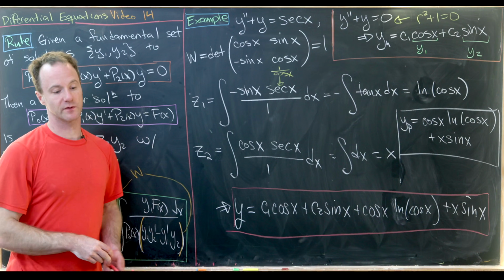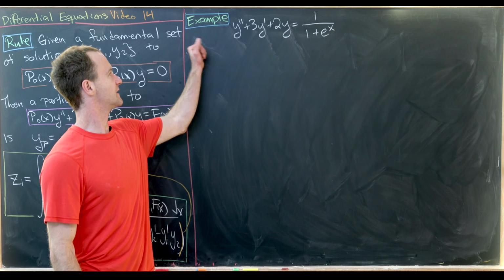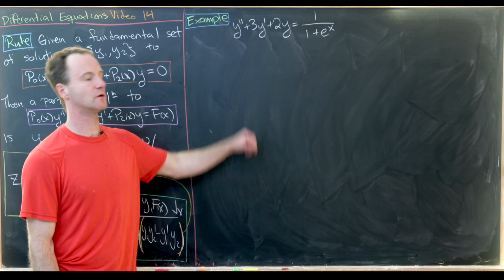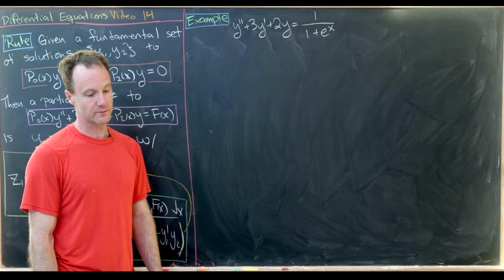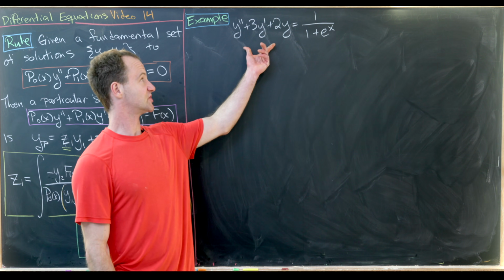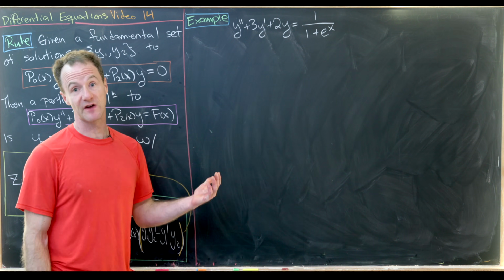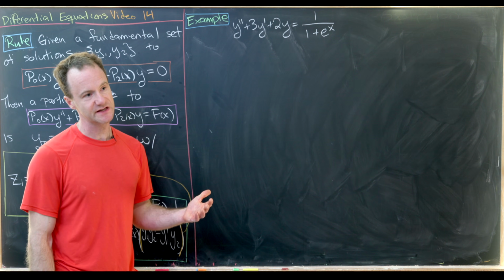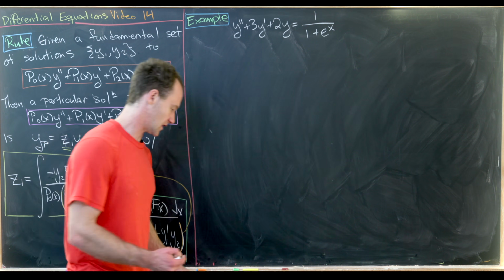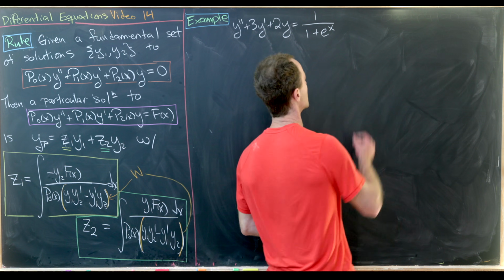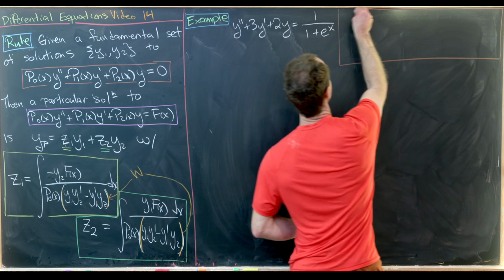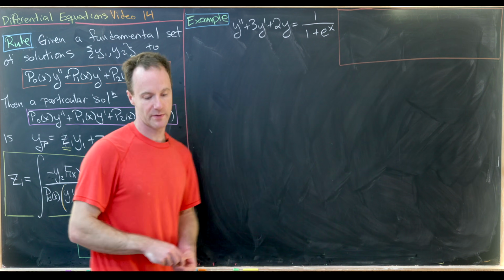Okay, let's do another one. So for my next example, we're going to look at the differential equation y double prime plus 3y prime plus 2y equals 1 over 1 plus e to the x. And since we've got just constant coefficients here, it should be fairly straightforward to find the homogeneous solution, so we haven't been given that. So we'll have to find that on our own. But if this were more complicated, maybe the homogeneous solution would be given to you. I've got one of those set up for a warm-up.